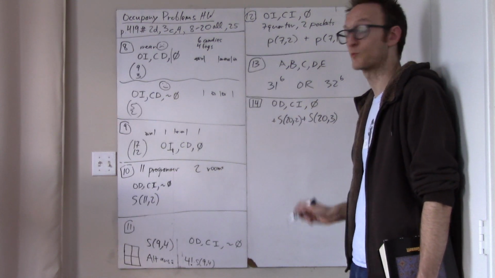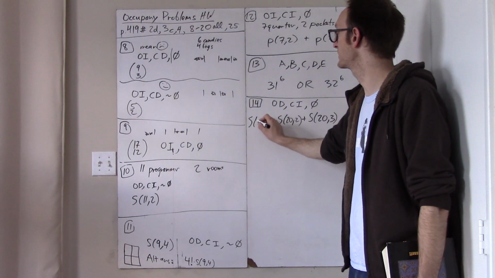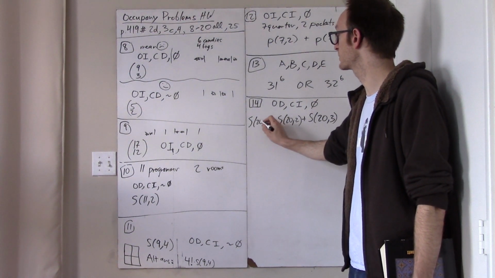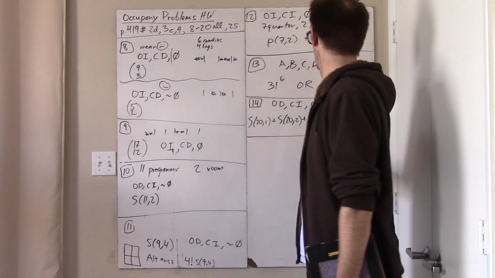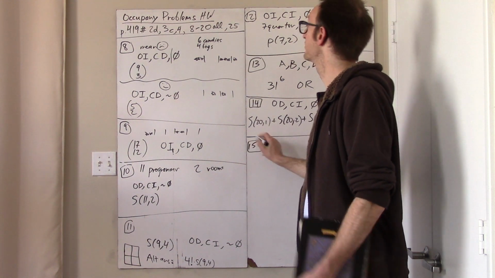If she just uses 1 laundry basket, then that would be S(2,1), which is of course just 1, because there's only 1 way. Okay, good. That was great. Okay, bunch more.